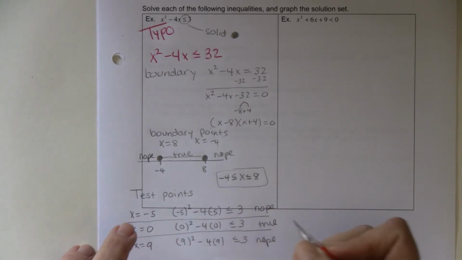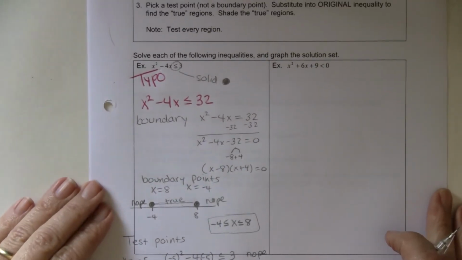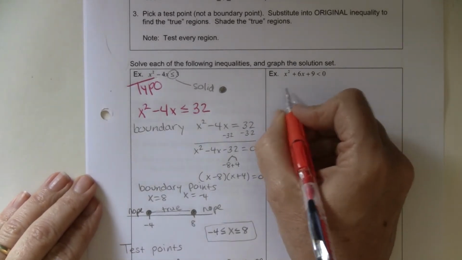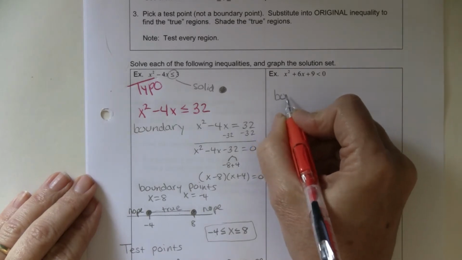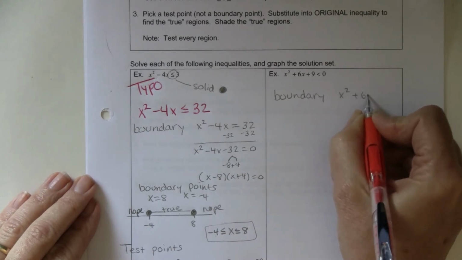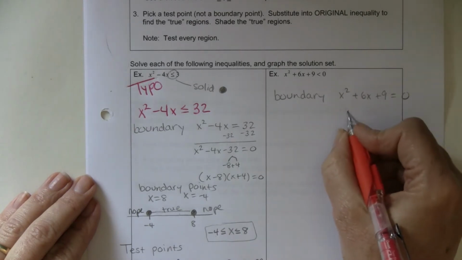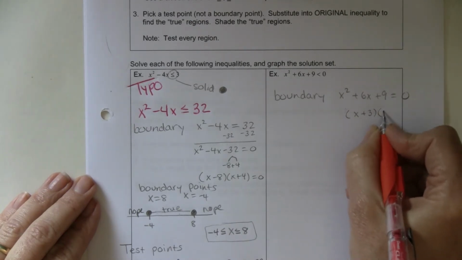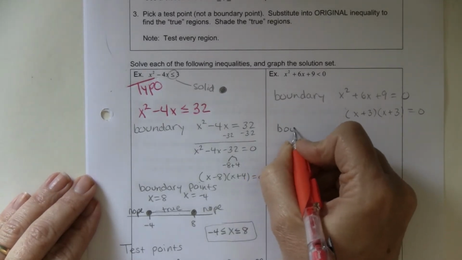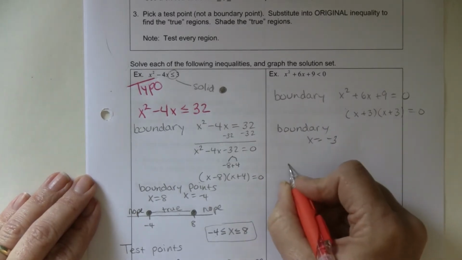These are my test points down here. We'll try another one here. This one doesn't have a typo on it, so that's good. It's a quadratic inequality. And so I have this inequality. And so I'm like, okay, what I need to do is find the boundary. And the boundary happens at equals. And so when I factor this to solve it, this one factors x plus 3, x plus 3. I only get one boundary point. And that boundary point is x equals -3. And I'm going to put that on my number line.